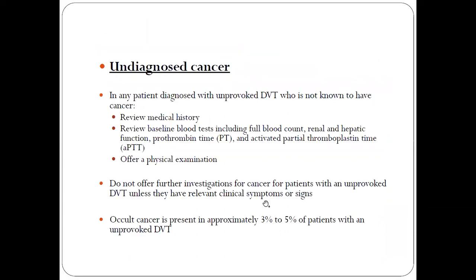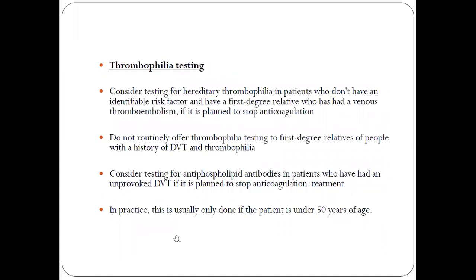Undiagnosed cancer. In any patient diagnosed with unprovoked DVT who was not known to have cancer, review the medical history, review baseline blood investigations including the CBC, the renal function and the liver function test, and the PT and APTT. Offer a physical examination. Do not offer further investigations for cancer for patients with an unprovoked DVT unless they have relevant clinical symptoms or signs. Occult cancer is present in approximately 3 to 5% of patients with an unprovoked DVT.